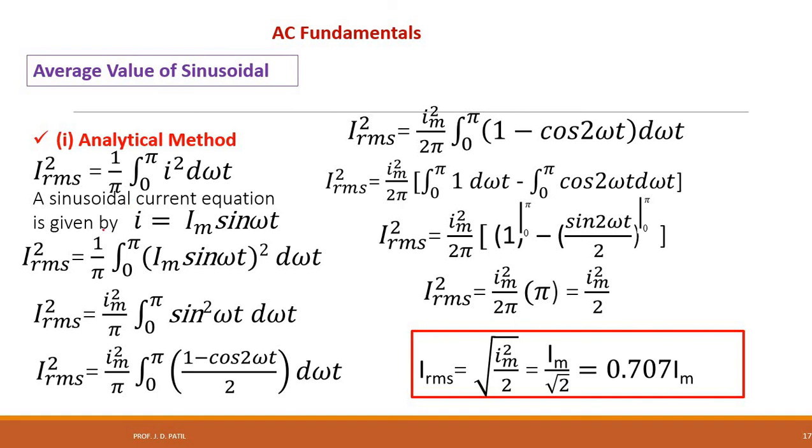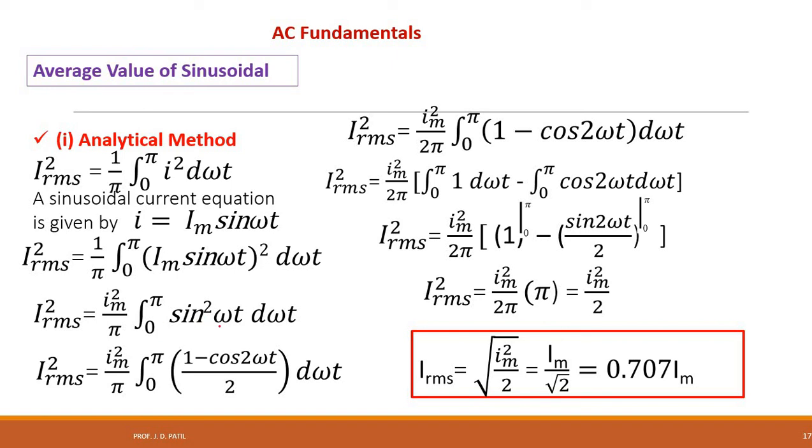IRMS square is equal to 1 by pi times the integration from 0 to pi of i square d omega t. Putting in i equals Im sin omega t, IRMS square is 1 by pi times the integration from 0 to pi of (Im sin omega t) square d omega t. So IRMS square is equal to Im square by pi times the integration of sin square omega t d omega t, from 0 to pi, which is (1 minus cos 2 omega t) by 2.